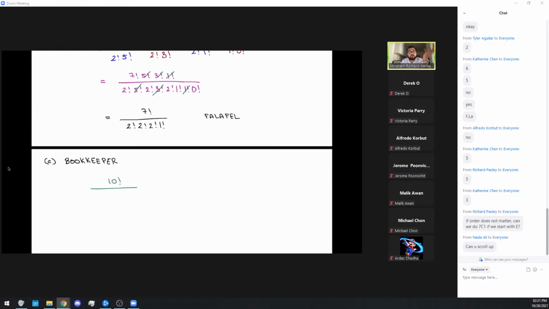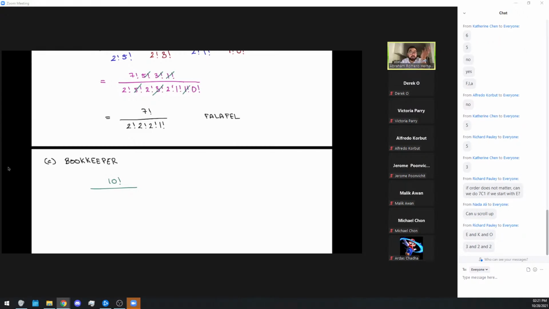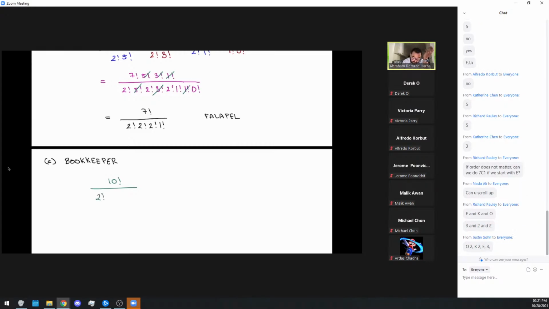On the denominator, my more important things are anything that repeats. Do any letters repeat here? If so, which ones and how many? E's, K's, and O's repeat, right? So let's look at the O's. The O's repeat twice, so I'm going to divide by 2 factorial. The K's repeat twice as well, so 2 factorial. The E's repeat 3 times, so 3 factorial.